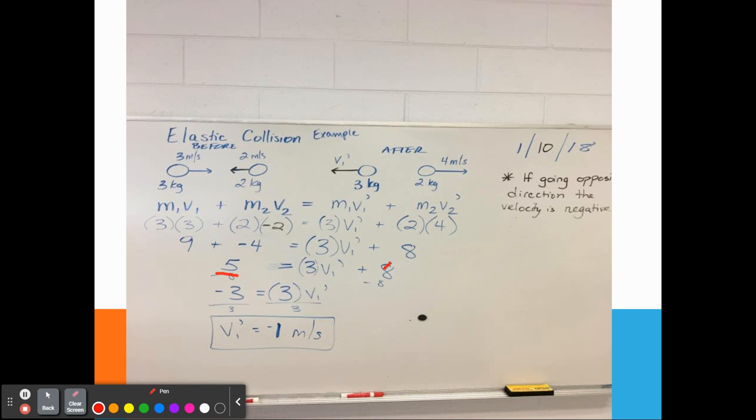Now, I need to get 8 off this side. Since it's plus 8, we have to subtract 8 from both sides. When we do, we're left with a negative 3 is equal to 3 V1 prime. To get this isolated by itself, you have to divide both sides by 3. In this case, we're left with a final answer of negative 1 meters per second. That would tell us this object is moving to the left.